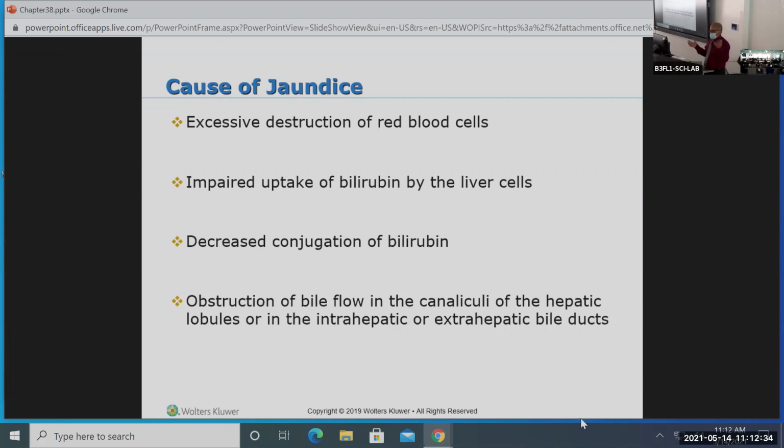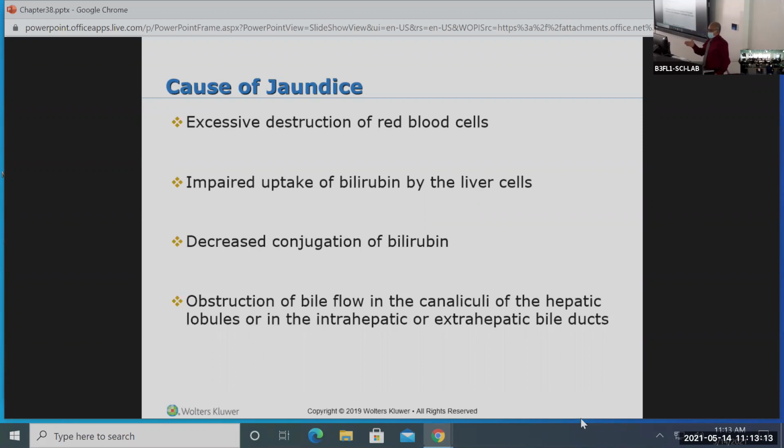In the liver, free bilirubin goes in for conjugation, to make conjugated bilirubin water soluble so it can flow in the fluid of my plasma. Or, the last one over here, obstruction of the bile flow in the canaliculi of the hepatic lobules. It may be intrahepatic, within the liver, or outside the liver. Those tubes are blocked, either within the liver or outside the liver.